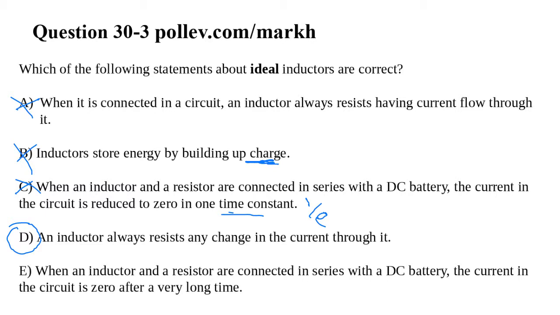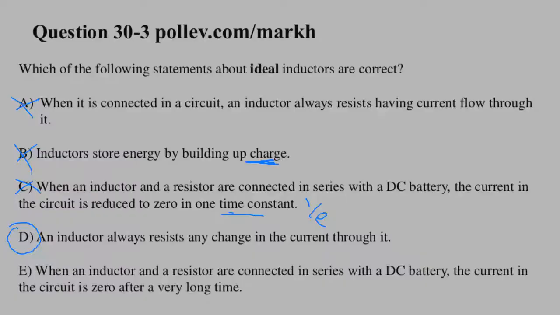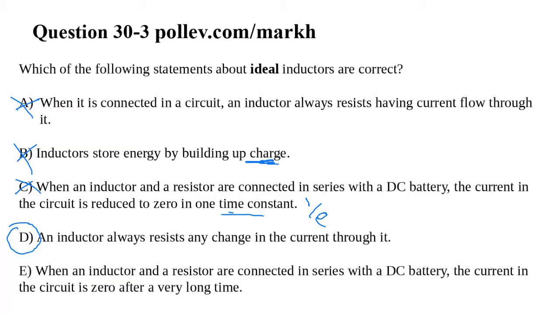And then E: when an inductor and a resistor are connected in series with a DC battery, the current in the circuit is 0 after a very long time. Again, that's not true. If we connect up a battery, we'll reach some steady state of current, and that current will be dictated by the resistance. The inductor is just what it takes to get to the current dictated by whatever resistance. So no, it's not E.